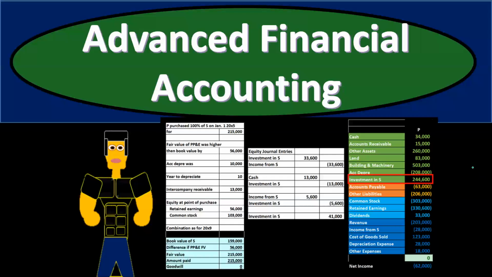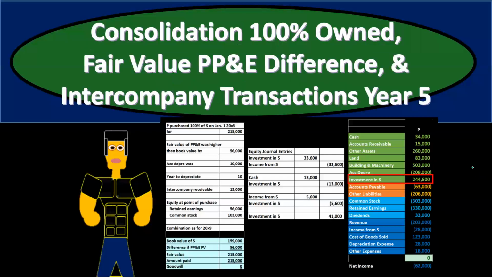Advanced Financial Accounting. In this presentation, we will work a practice problem related to a consolidation where we have a parent-subsidiary relationship, the parent owning 100% of the subsidiary. We will be dealing with a situation where the fair market value will differ from the book value for the property, plant, and equipment or depreciable assets. That's going to be our major focus.